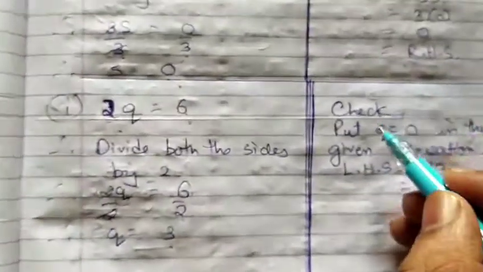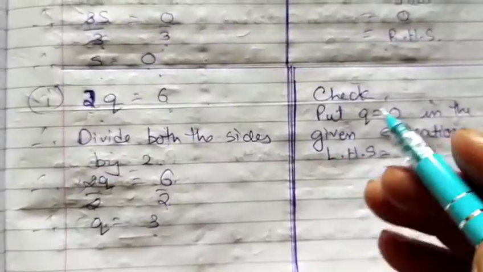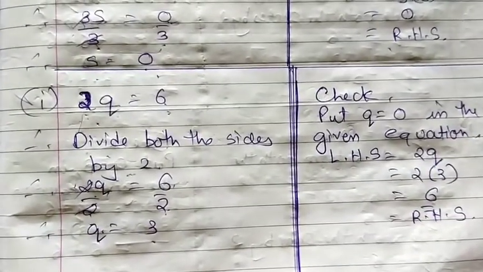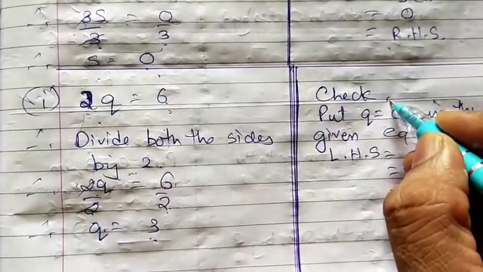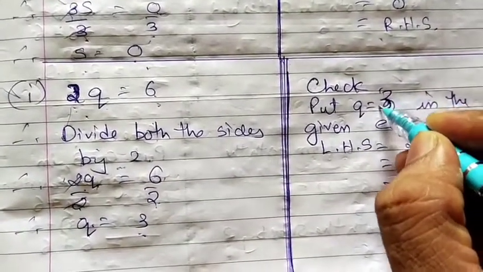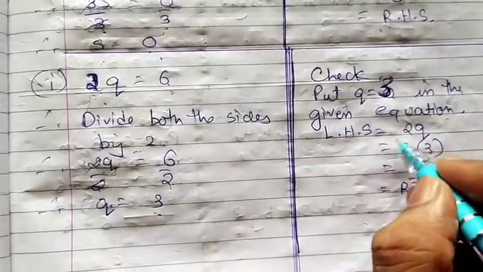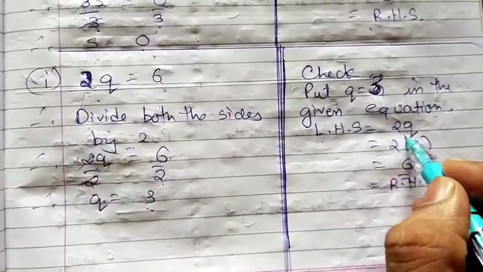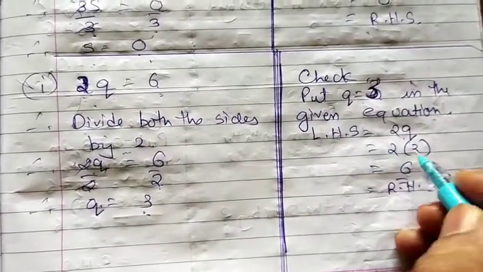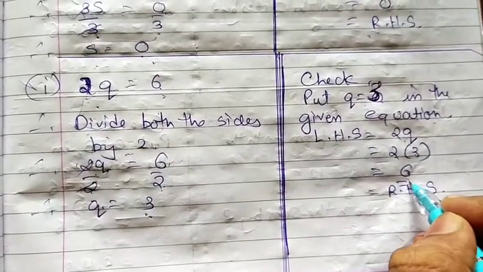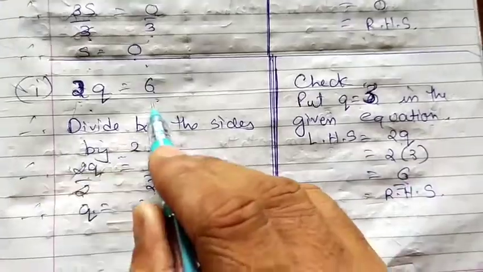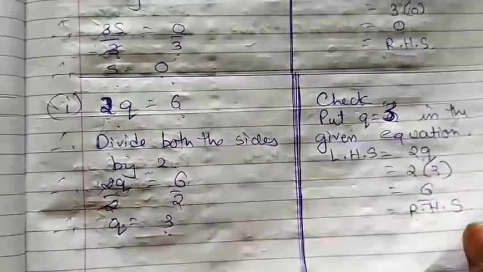Now check. Here dear student, in place of q you have to write 3. So write down, in place of q, put q equals 3 in the given equation. LHS equals 2 times q, and in place of q write down this value 3. So 2 3s are 6, and see whether it is there in the question on your right hand side. Yes, it is there, 6. So write down equals to RHS. Now let us move toward the next sum.